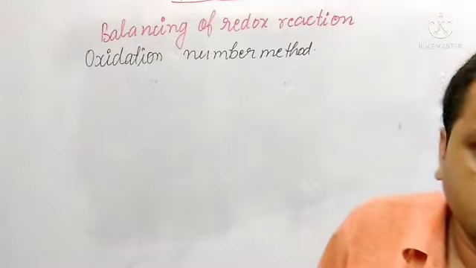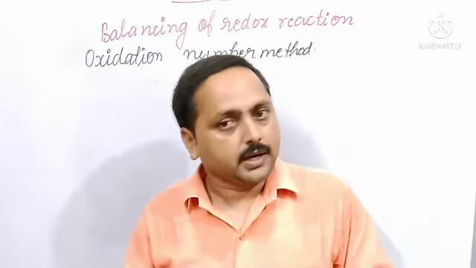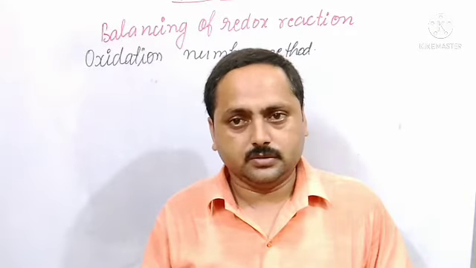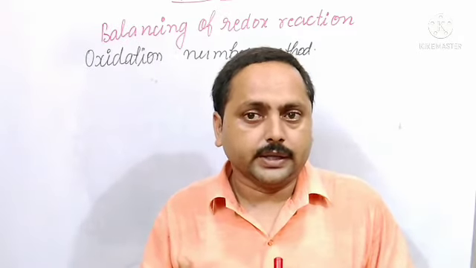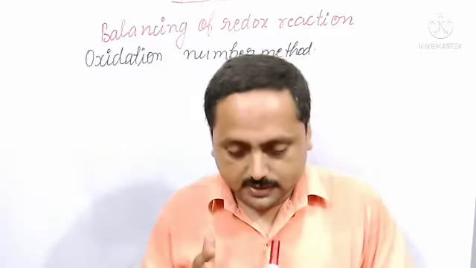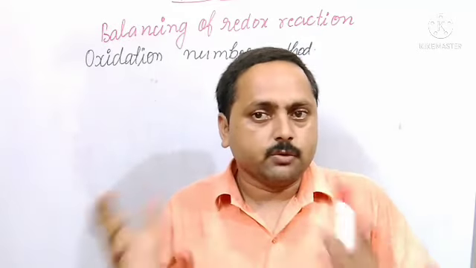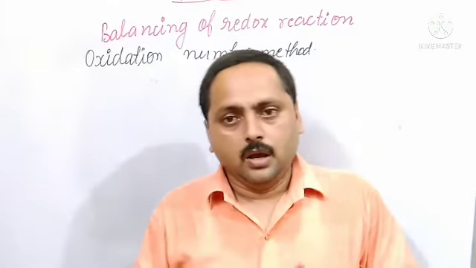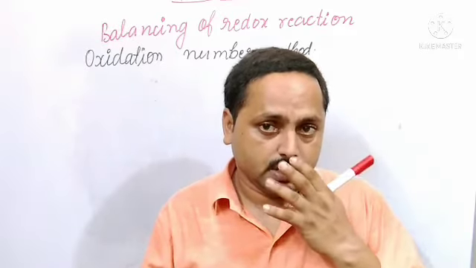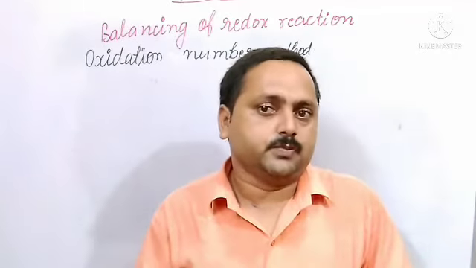So what are the steps? What I told? First step, write the correct formula of reactant and product. Find out oxidation and reduction. Calculate the increase in oxidation number and decrease in oxidation number. If the increase is not equal to the decrease, make it equal by multiplying with a suitable number. After that, balance the ions. If the reaction is in acidic medium, add H plus to balance the charge. If the reaction is in basic medium, you add OH minus to balance the charge.